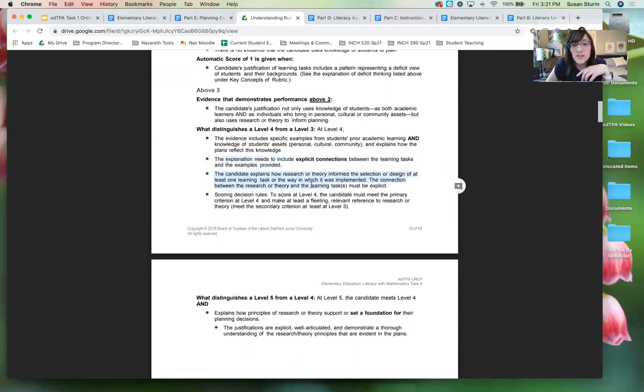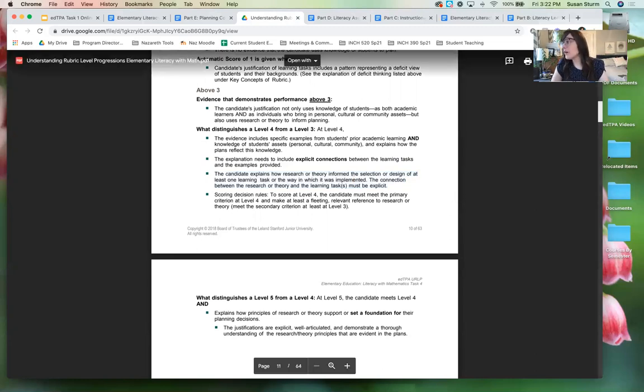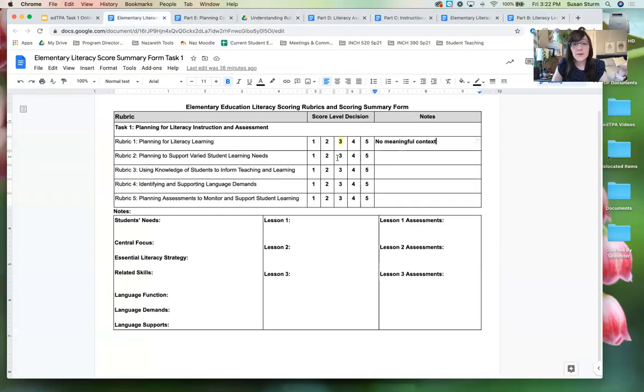And then the research or theory informs the selection or design of at least one learning task. We see that she purposely chose text that would relate to the students' specific backgrounds as African Americans who may have experienced discrimination themselves. I think that this is a strong example of a 4. There are modifications for all levels. In addition to the IEP, she hit the IEPs.